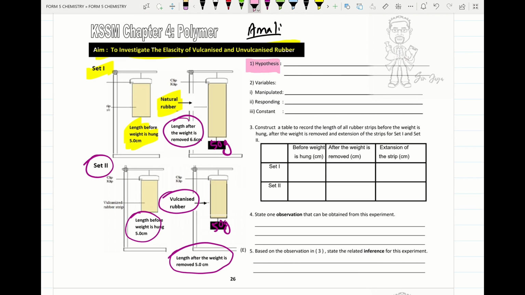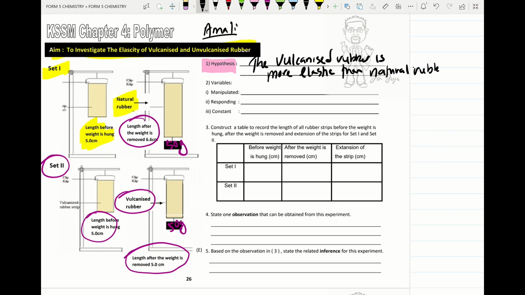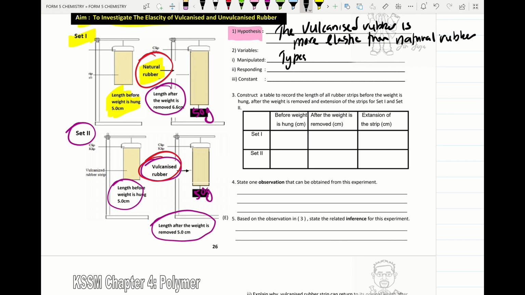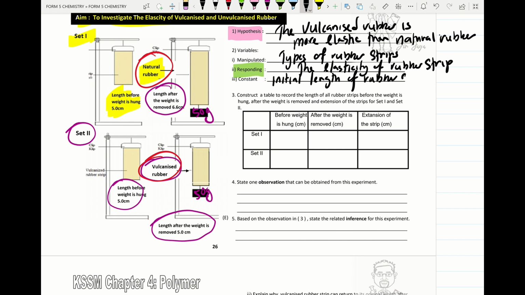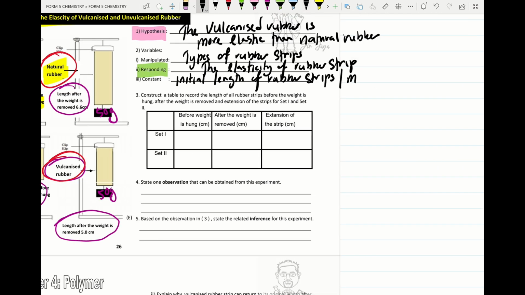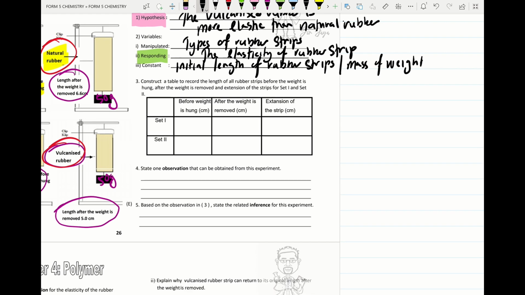The hypothesis is: vulcanized rubber is more elastic than natural rubber, or unvulcanized rubber. The manipulated variable will be the type of rubber strip. The responding variable is the elasticity of the rubber strip. The constant variable will be the initial length of the rubber strip, or we can take the mass of the weight.